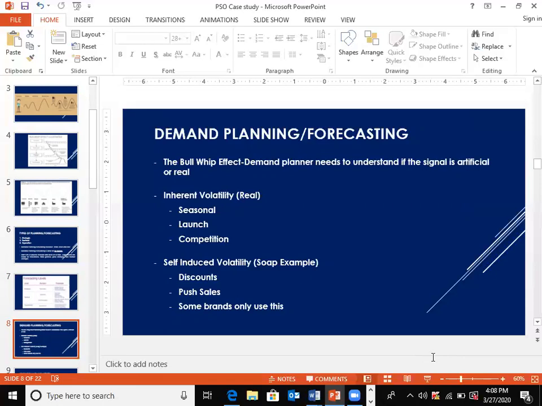But then there are other times that companies actually create volatility. An example of this is when a company gives discounts and offers sales. What they're doing is luring customers to come in and buy their products, and they're trying to increase their sales by virtue of giving these discounts. This is a push tactic, right? You have got this inventory, you're trying to get rid of this inventory, and so you are inducing volatility in the supply chain.